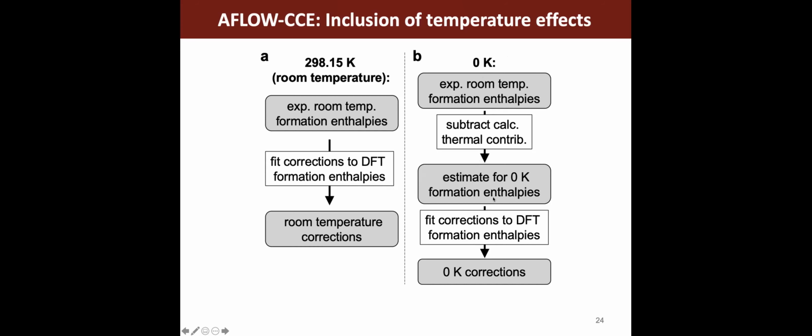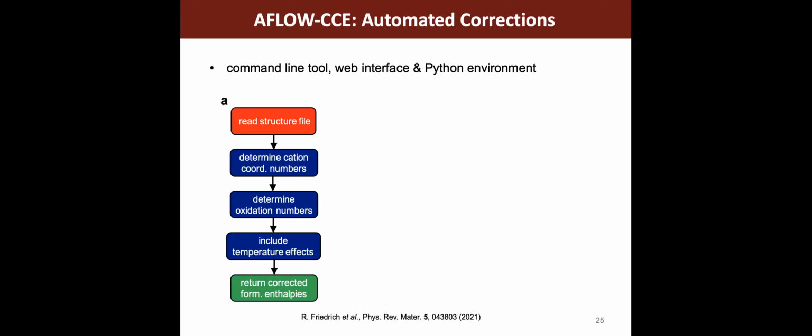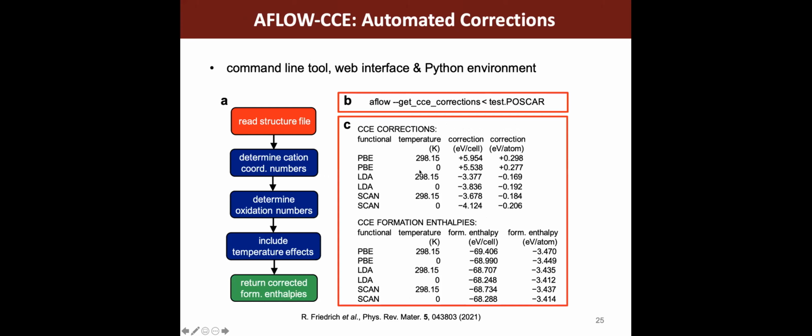And when you fit your corrections to these, you get 0 Kelvin corrections, meaning that when you apply those, you get a direct estimate of the 0 Kelvin formation enthalpy. And we will also see this in the example. So this is also a special feature of this correction scheme. The temperature effects are included in the corrections without additional computation. Yes, and this is then basically the end of the workflow, where it can then return the corrections and corrected formation enthalpies. And then we will just go through how this looks.